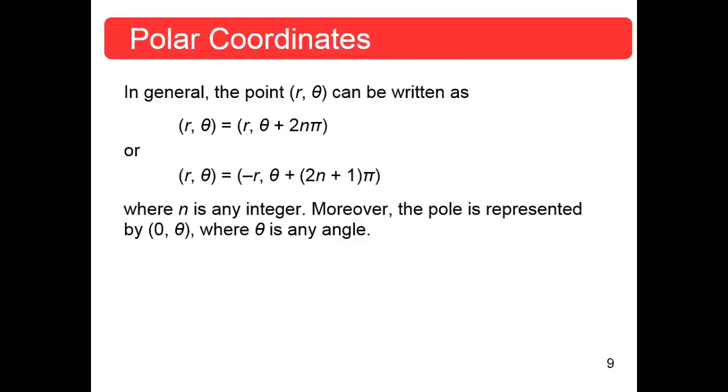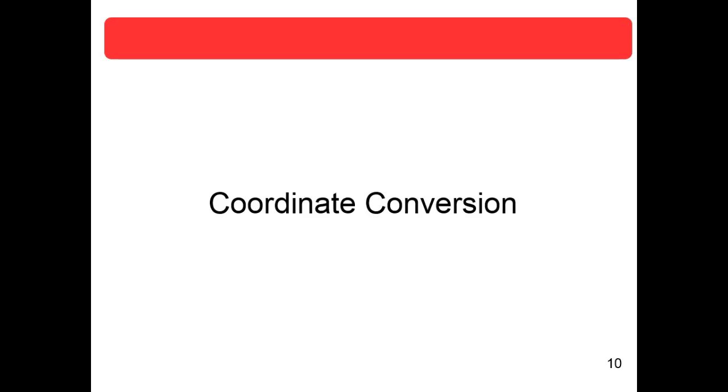So not even the origin is unique, because it doesn't matter what angle you put there, if the radius is 0, you're on the origin. So there's a couple of little squirrely things about polar coordinates, but in some problems, it's the way to go. Okay? Let's see.